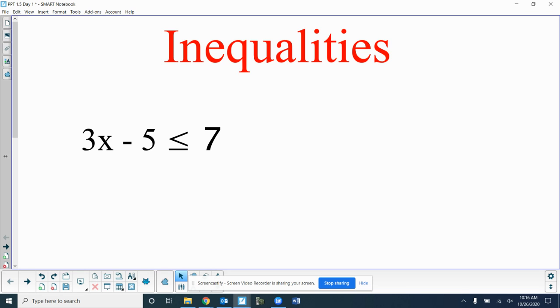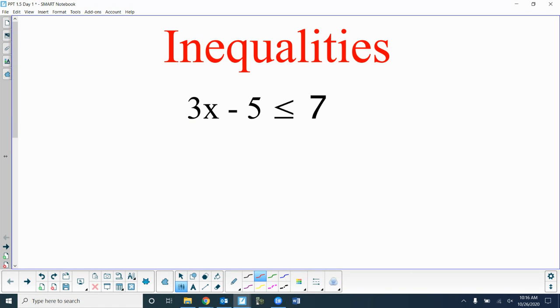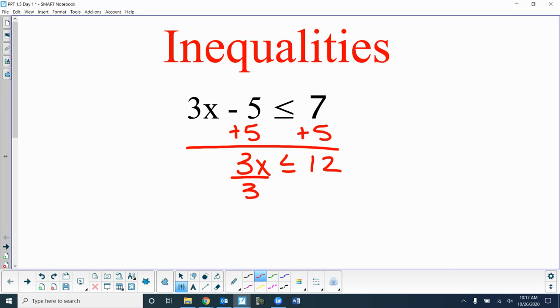These are the basic inequalities, just like an equation. All right, we're going to get x by itself, except we got to solve and graph our inequalities. Okay, so we'll be graphing just number line graphs for these. So we'll add our 5, take it to the other side. Again, you guys know how to do this stuff. Divide by 3. We get x is less than or equal to 4.